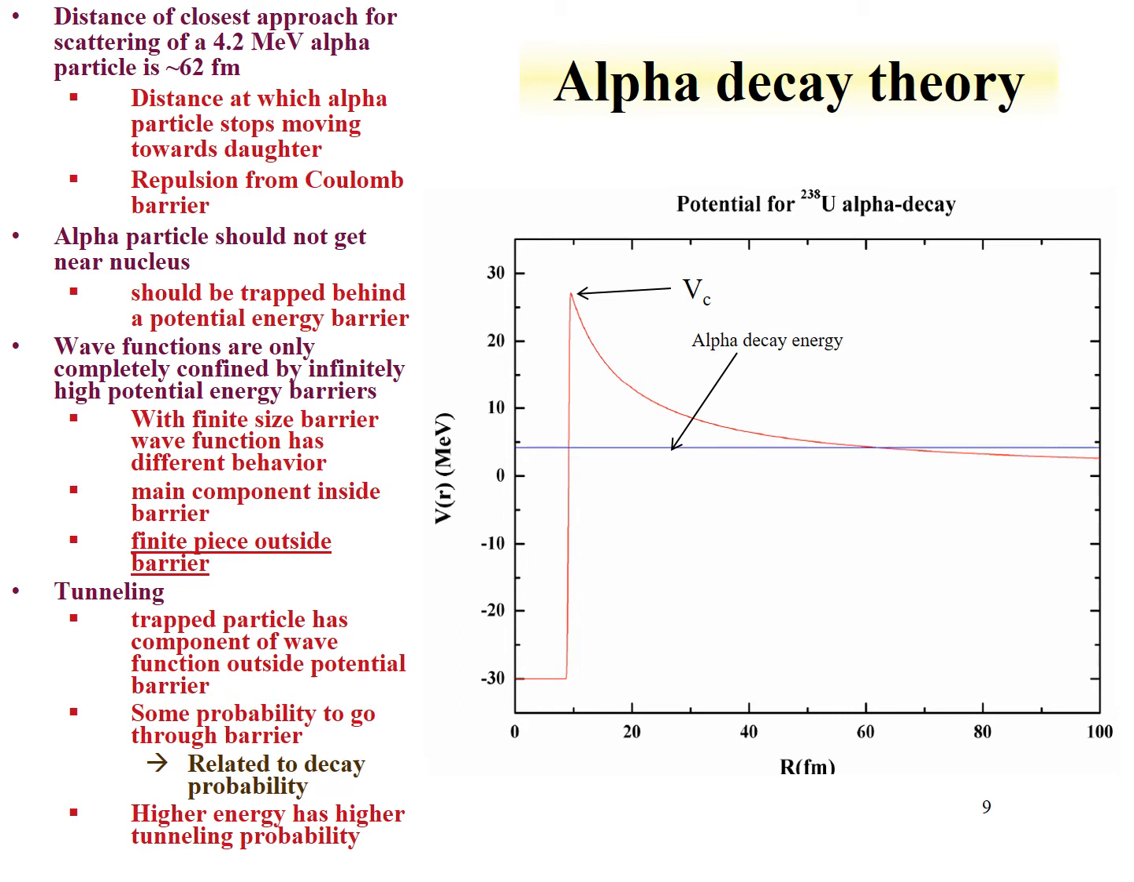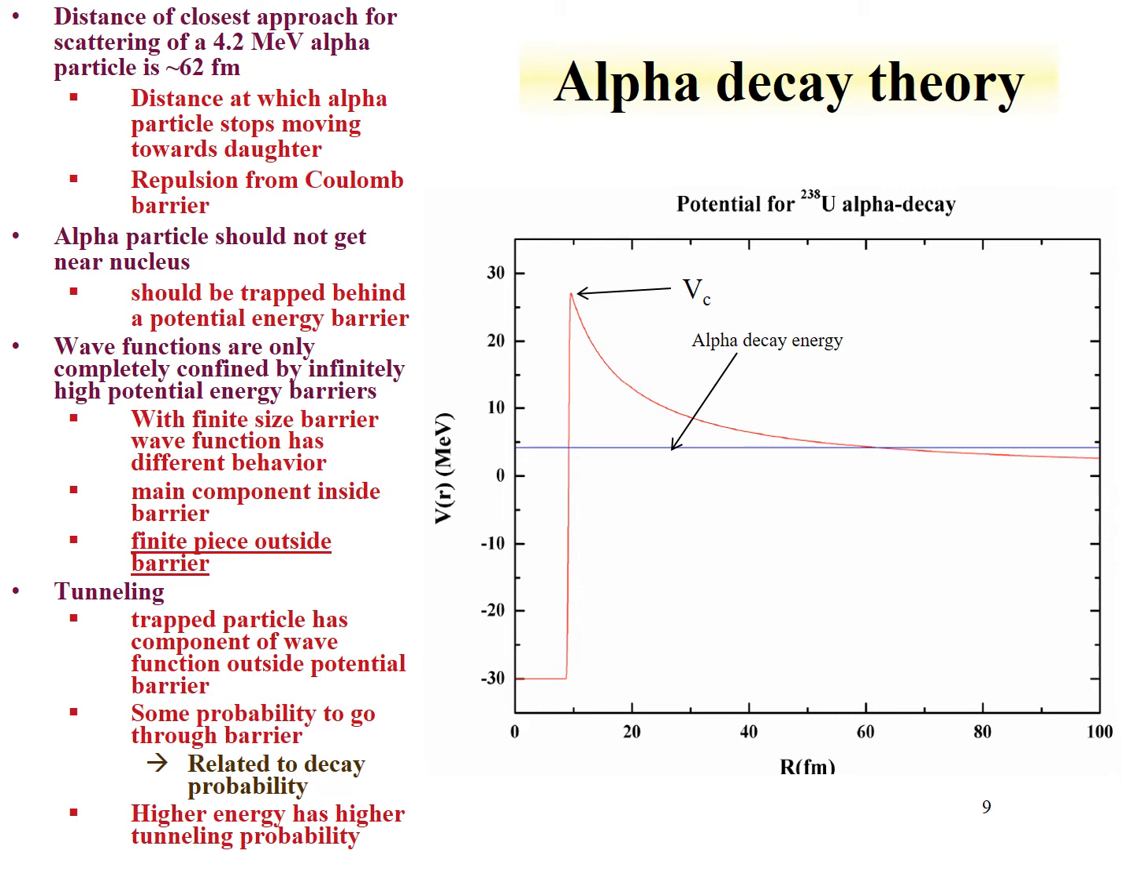So if we look at the nuclear potential, the alpha particle would be sitting right about here, on the order of 4 MeV above the ground state. And if I look at this from a classical component, the alpha particle should be completely trapped behind the barrier. There's a barrier up here. Now, wave functions are only completely confined by an infinitely high energy barrier. We have a Coulomb potential, so it's a finite size.